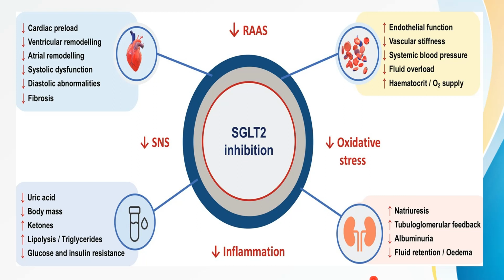They improve the endothelial function, they decrease the vascular stiffness, they have a blood pressure lowering effect, they reduce the volume overload, they increase the hematocrit and improve the oxygen supply to the vital tissues. As they also cause sodium loss along with the glucose in the urine, they cause natriuresis, they have a positive tubuloglomerular feedback, they reduce the nephropathy by reducing the albumin loss in the urine, they decrease the fluid retention or edema.